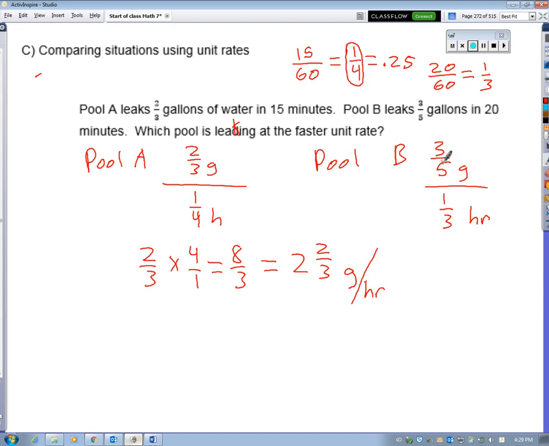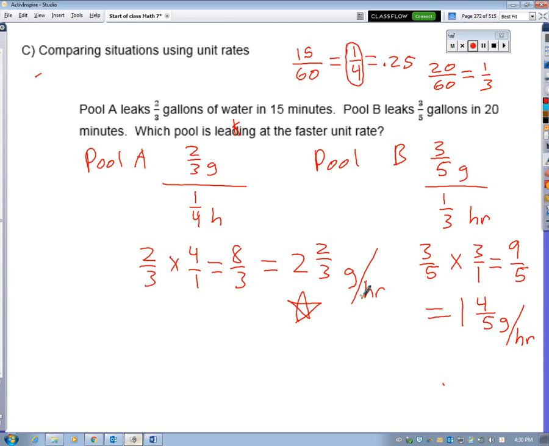We're going to do the same thing. 3/5 divided by 1/3, so 3/5. Remember, we multiply, flip the second fraction around so it looks like this, and that's going to get me 9/5. And I can change that around into a mixed number. 5 goes into 9 one time, and I have 4 as my remainder, and I'll just leave it over 5. 1 4/5 gallons per hour. Now it's a whole lot easier to see what's going on. Pool A is obviously leaking faster, 2 2/3 gallons for an hour compared to 1 4/5 gallons for an hour.